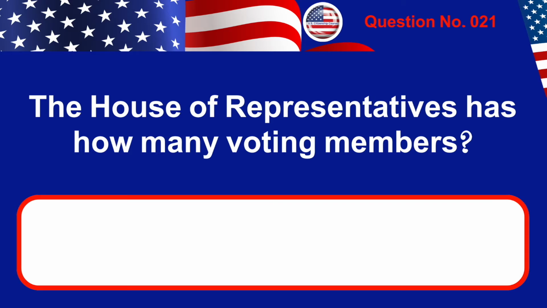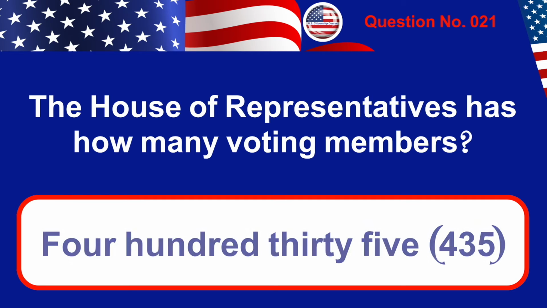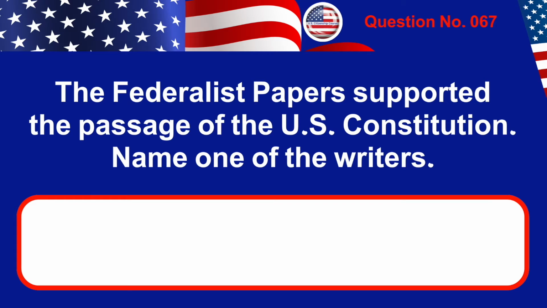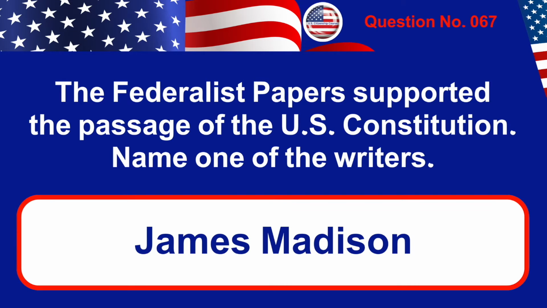The House of Representatives has how many voting members? 435. The Federalist Papers supported the passage of the U.S. Constitution. Name one of the writers. James Madison.